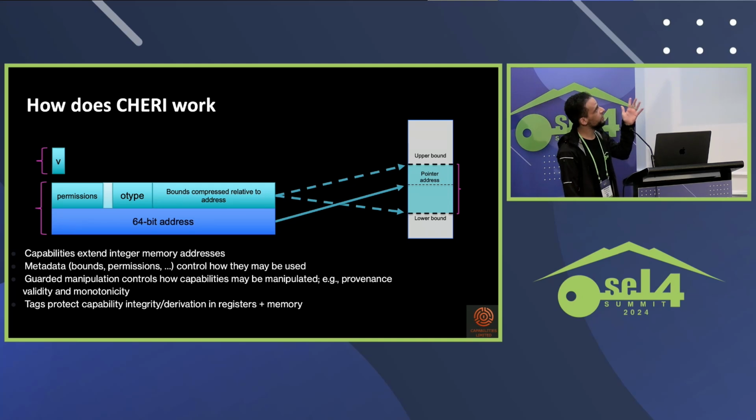And the validity bit here, or tag bit, is protecting the capability integrity and derivation. So basically, you cannot create pointers out of thin air. If you try to do that, or if you try to mess with your capability, the valid tag will be cleared.